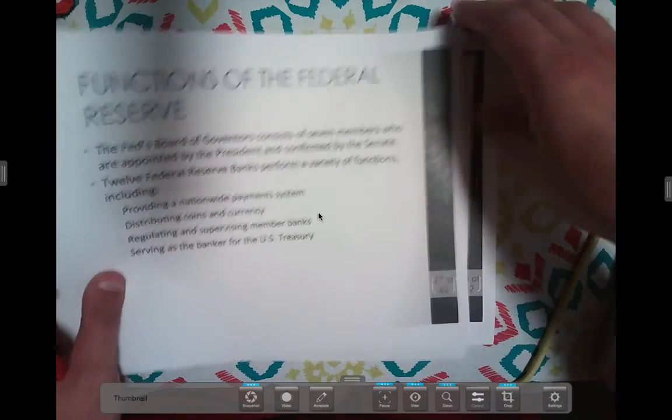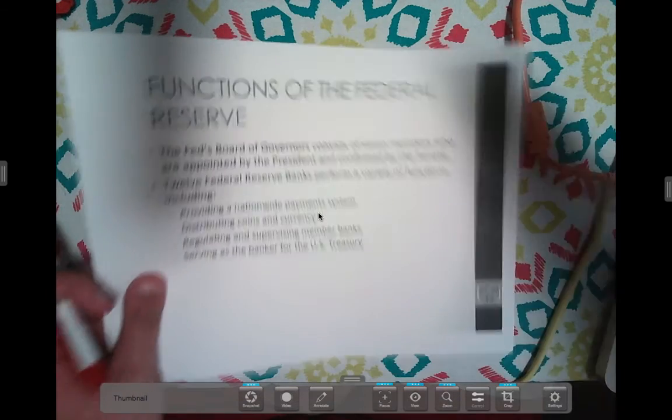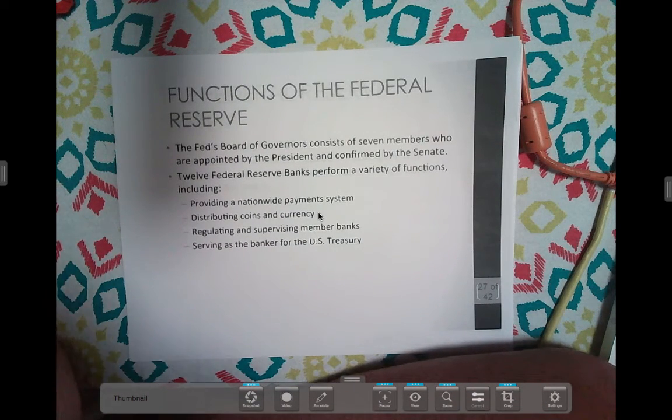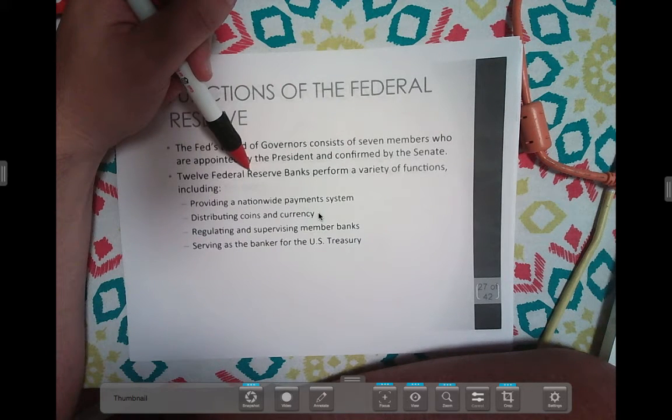Now, what that means for us in terms of the Board of Governors is that the Board of Governors has 7 members. These 7 members, again, are appointed by the President, confirmed by the Senate. And then there are 12 district banks. After college, I worked for the district bank in Chicago, District 7, if I'm not mistaken. We are part of District 12, I think. Our branch is located in San Francisco.